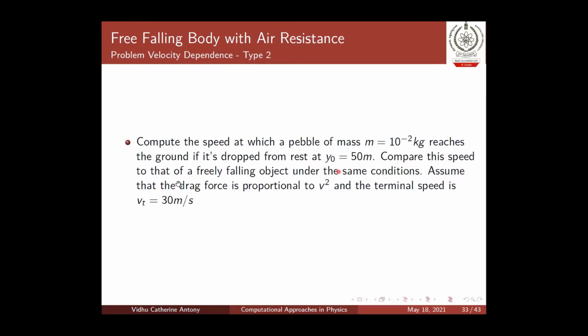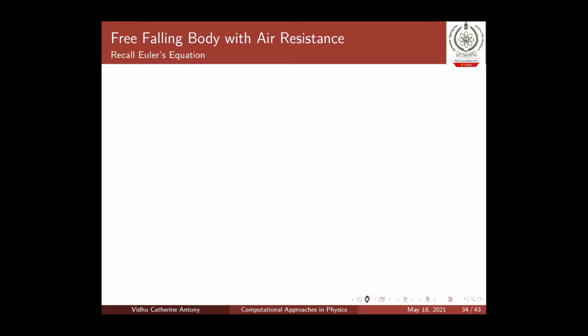Compare the speed to that of a freely falling object under the same conditions. What are they saying? You use your Euler's method itself. Do it for a velocity dependent drag, do it for free fall, and compare both of them. And assume that the drag force is proportional to v squared and your terminal velocity vt is 30 meters per second. So this is a problem that is given to you. You've got the mass, you've got the terminal velocity, you've got your initial height, and you've got the way your drag force is dependent on the velocity.